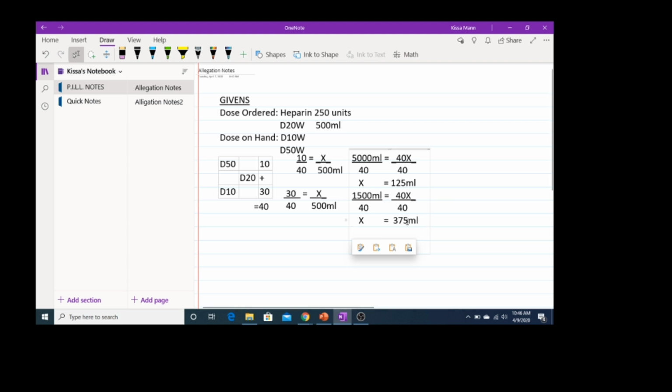And when we combine our 375 milliliters of dextrose 10% and our 125 milliliters of dextrose 50%, that will yield 500 milliliters total, and it would also yield us a concentration of dextrose 20%. And that's how we utilize our alligation equation to compound for our concentration, our compound that's unavailable for us to utilize. And then once we compound that dextrose 20%, we'll then add 250 units of heparin into it.